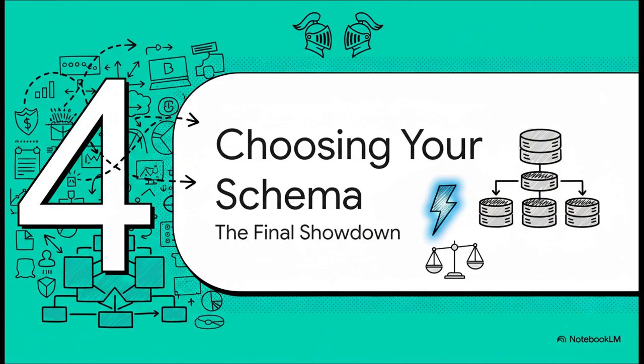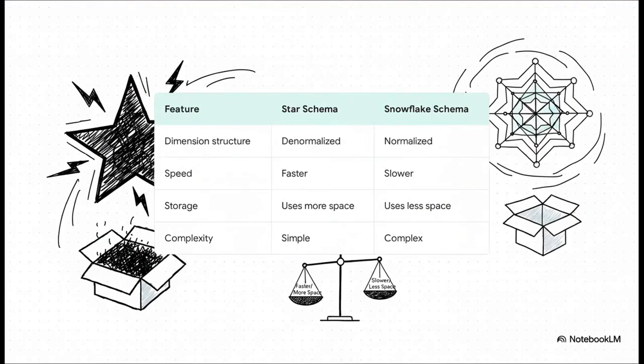Okay, so we've got two powerful models on the table, the speedy star and the structured snowflake. How on earth do you decide which one to use? Well, let's put them head to head. So here it is, the final showdown. The star schema is what we call denormalized. It's a fancy way of saying it actually repeats information in its big dimension tables on purpose, all for the sake of speed and simplicity.